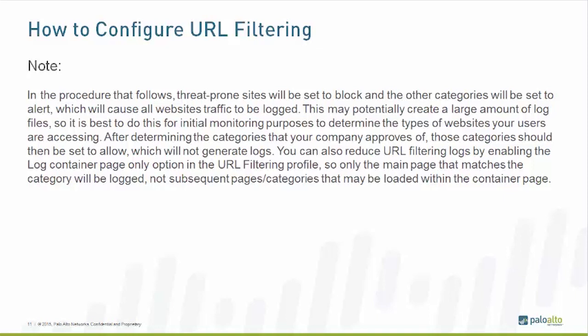After determining the categories that your company approves of, those categories should then be set to allow, which will not generate logs. You can also reduce the URL filtering logs by enabling the log container page only option of the URL filtering profile, so that only the main page matching the category will be logged and not subsequent pages and categories that may be loaded within the container page.